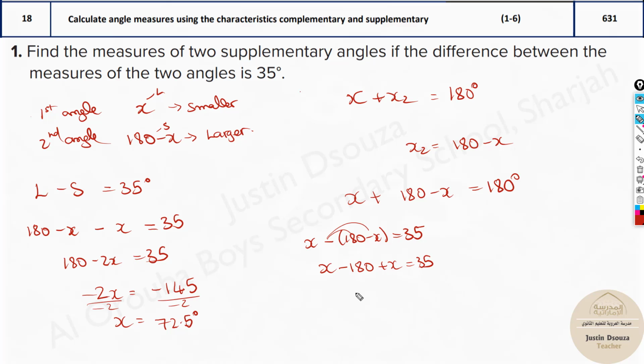Now we will have x plus x, that is 2x, equals this 180 to the other side will be 35 plus 180, and we will have 2x is equal to 215. Now divide both the sides by 2, you will have 107.5. So it will be 107.5. This will be the now larger angle, because we assume this to be larger, and yes, x is larger.